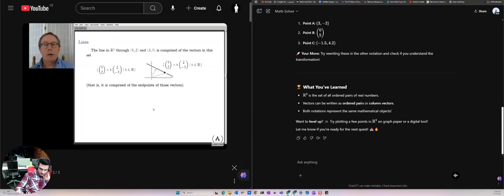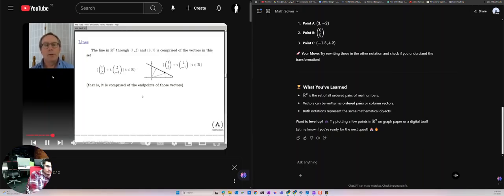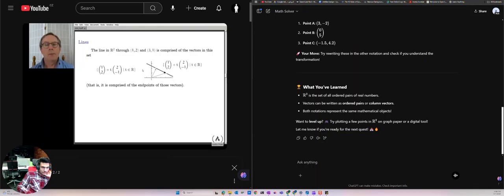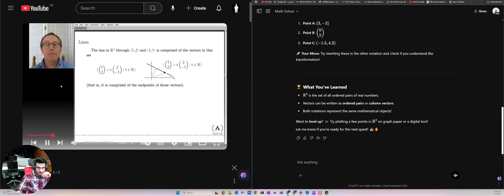I want to talk about some of the usual geometry things that we're going to use throughout the course. So, for example, a line. We're used to maybe y equals mx plus b expression of a line, but we have a reason to think here about the vector expression of a line. This is the line that goes through 1, 2 and 3, 1. There it is in dark.